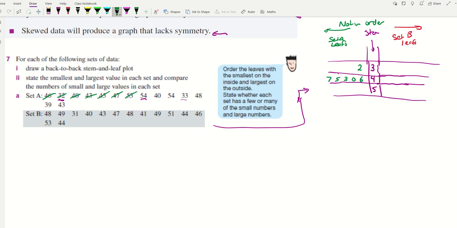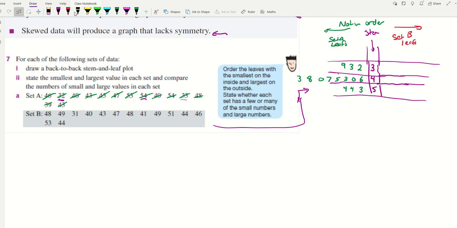Now we've got a 53, so it's going to come down here, and I'm going to stick it under the first one. We've got a 54. We have got a 40, so my 0 is going to go there. We've got a 54, a 33, 48, 39, and 43. Okay, so that's my left-hand side now. So I've done all my set A.